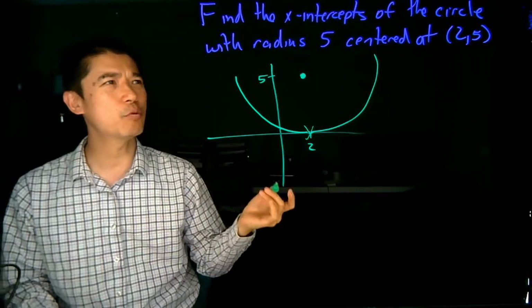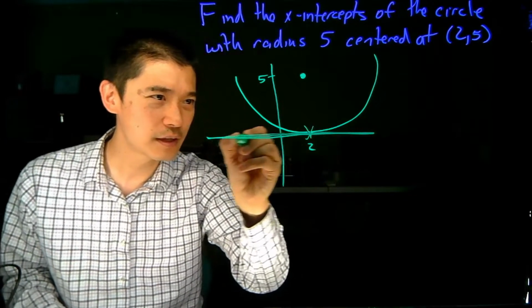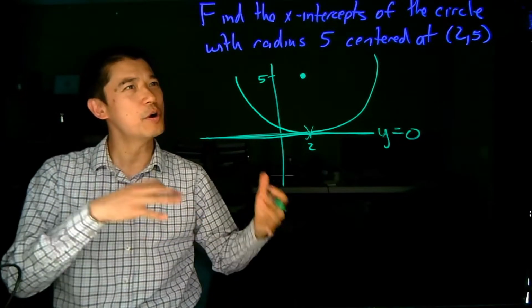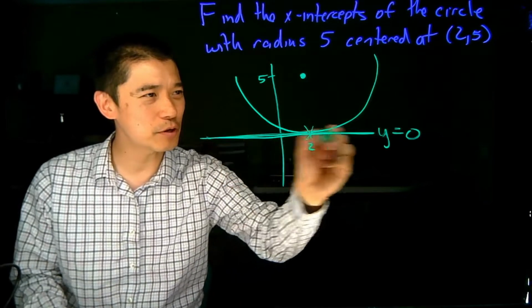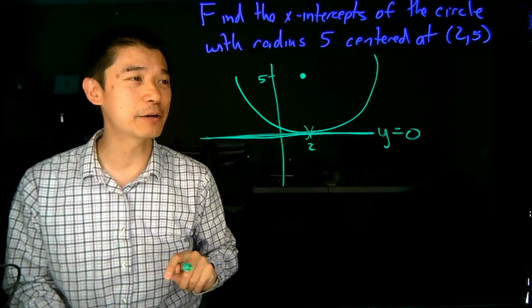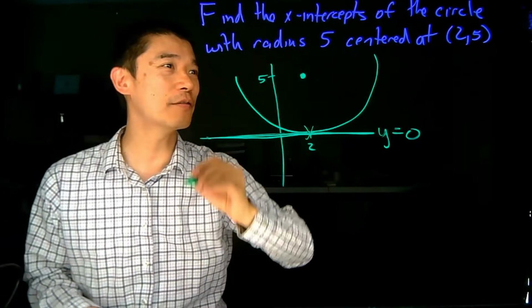Now, the question is, well, what is the line? The line is this line right here. That's the line y equals 0. And so in this case, knowing that x-intercepts are the points where the curve intersects the line y equals 0, that's our first line. And now our second equation is going to come from the circle.